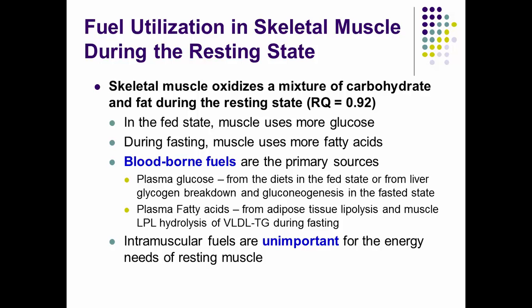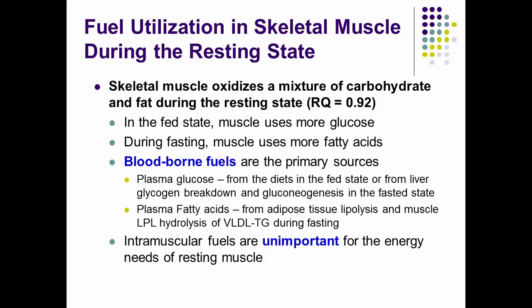Now, fuel utilization during the resting state is pretty much similar to what we already talked about in earlier sections, right? In resting condition, the muscle usually oxidizes a mixture of carbohydrate and fat, and the muscle is able to utilize carbohydrate and fat depending on the physiological condition. Remember, in the fed condition, muscle usually utilizes more glucose as energy because of the availability of glucose from the diet. And during the fasting condition, muscle starts to use fatty acids as alternative fuel because of limited sources of glucose.